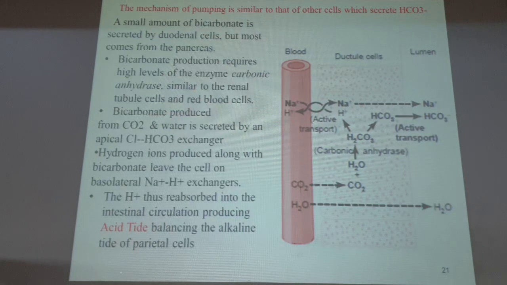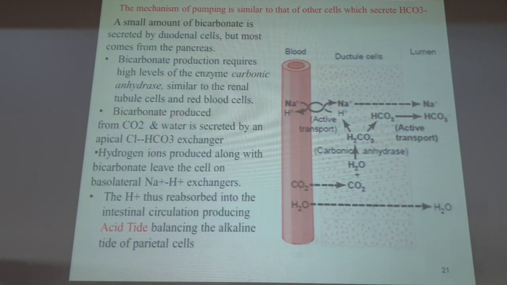What is the mechanism of bicarbonate secretion in the pancreas? There is a hydrogen pump, and hydrogen is pumped toward the interstitium. On the opposite side there is active secretion of bicarbonate. These are active cells, with metabolism producing carbon dioxide and water. And these cells, like the intestine and kidney, have high carbonic anhydrase enzyme.